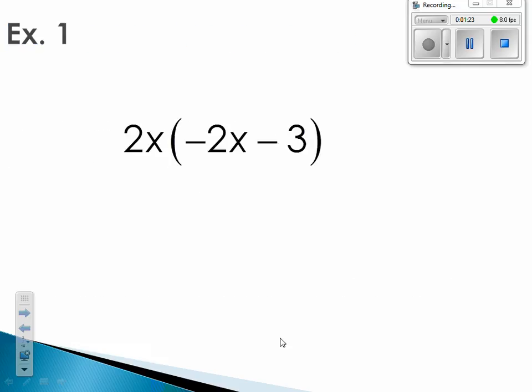Okay, so our first example, we have 2x, which is a monomial, being multiplied by negative 2x minus 3. So what we need to do first is we need to distribute this 2x to each term in the parentheses. So I'm going to say 2x times negative 2x. So positive 2 times negative 2 is going to give me a negative 4. And then x times x is going to make x squared.